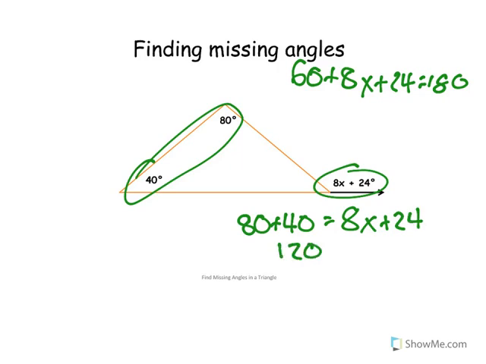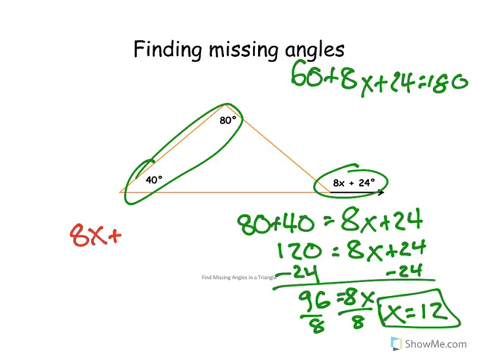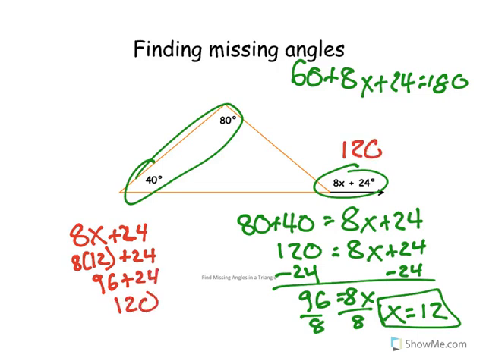So now I get 120 is equal to 8x plus 24. So I get 8x is equal to 96. So that gives me x is equal to 12. And if we want to know the measure of the angle, we knew the measure of the angle, right? I mean, we were going to sub it in to be sure, right? 8x plus 24. I'm going to sub in 12 for x. That's 96 plus 24, which is going to give us 120, which is what we expected.